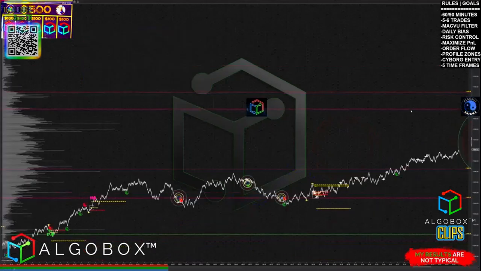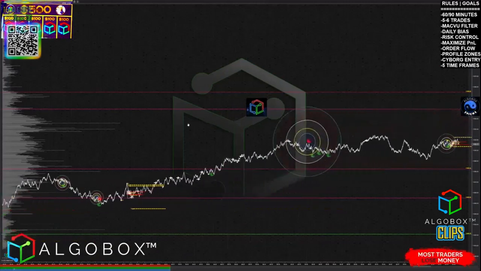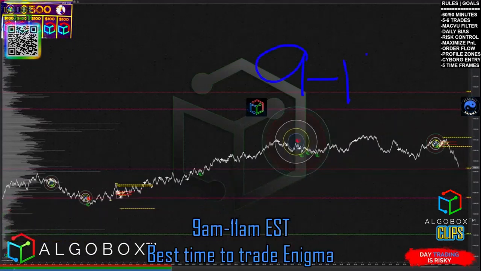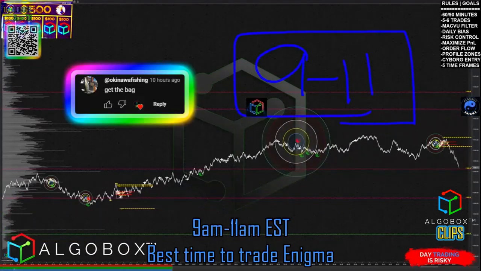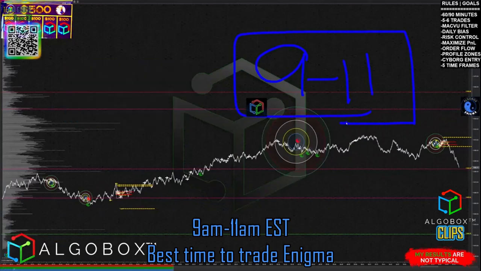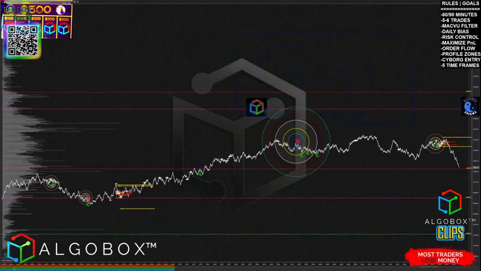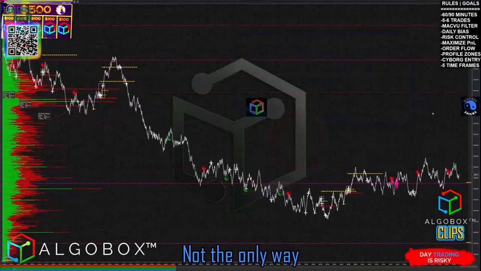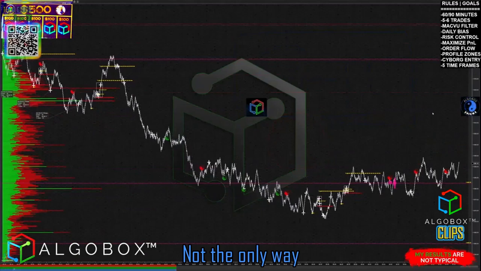Take into account time of day, too. This is pre-9 a.m. I really don't recommend doing this pre-9 a.m., so this is 8:54. You want to do this after 9 a.m., especially between the hours of 9 to 11. According to our stats, historically, 9 to 11 is the best time of day to trade the Enigma. Any questions around the simple Cadence strategy around Enigma? And it's not the only way to play it. I'm just saying that is one way to play it.